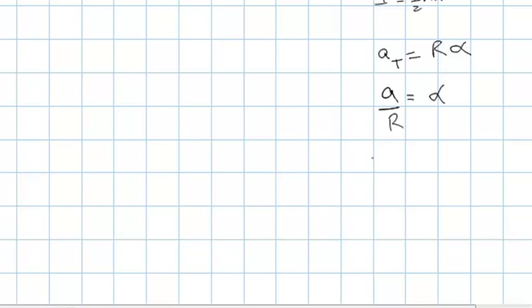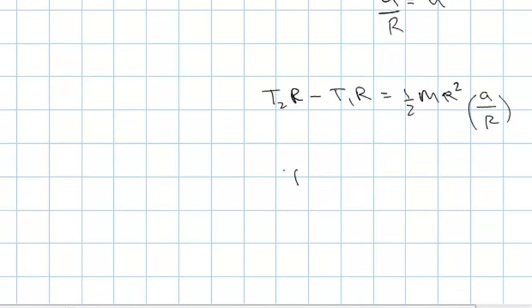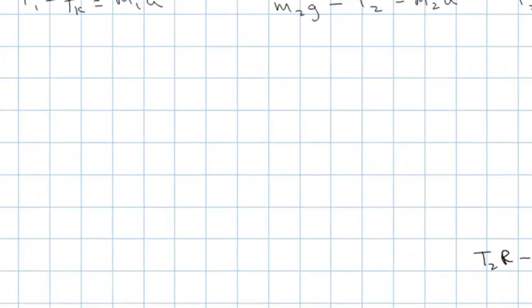Now I can plug those in. The r's all cancel, and we've got our third equation. So 3 equations, 3 unknowns: T1, T2, and the acceleration.